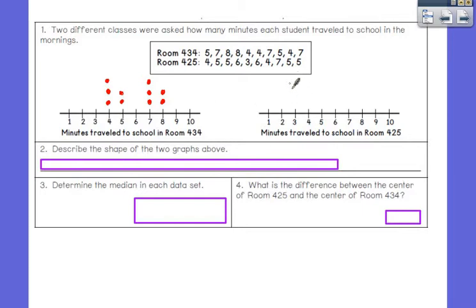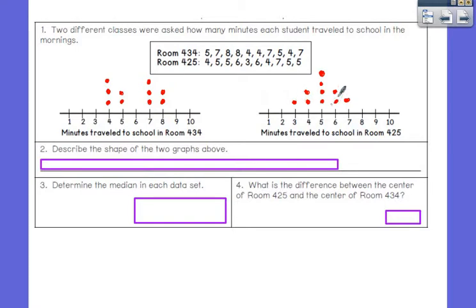I'm going to do the same for room 425. So I have a 4, a 5, another 5, a 6, a 3, another 6, another 4, a 7, and 2 more 5s. Okay.